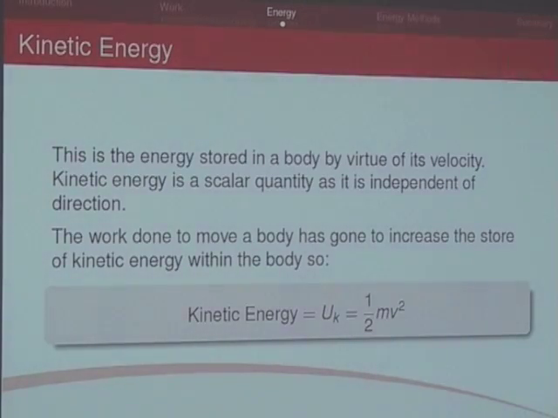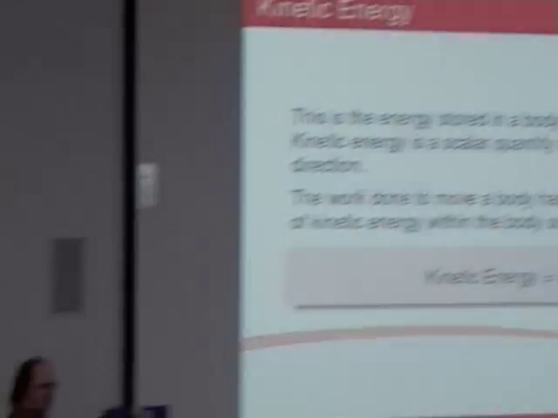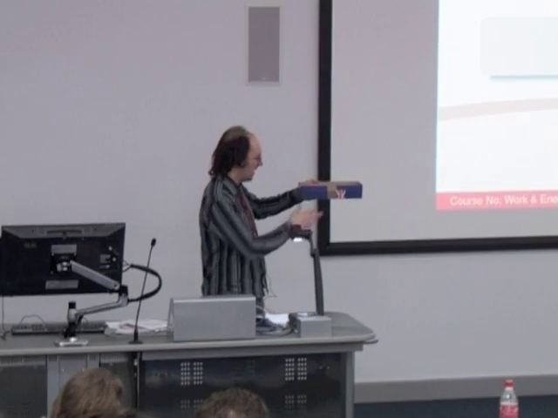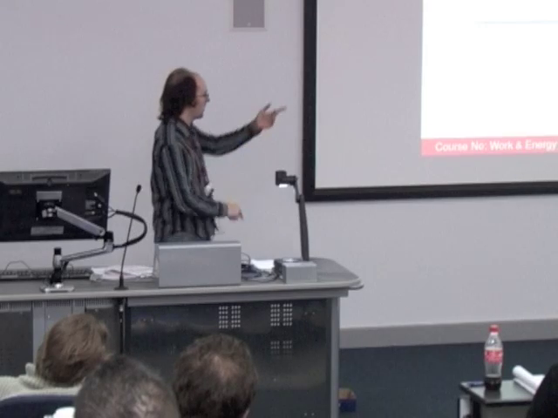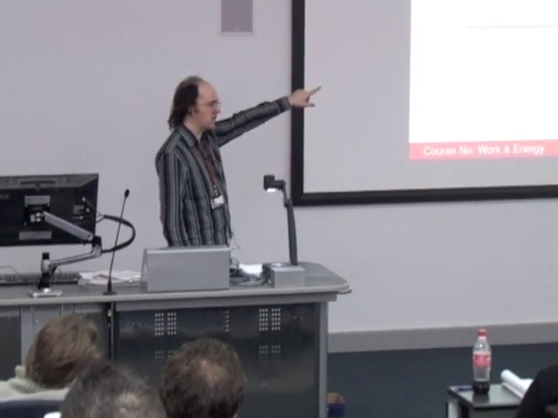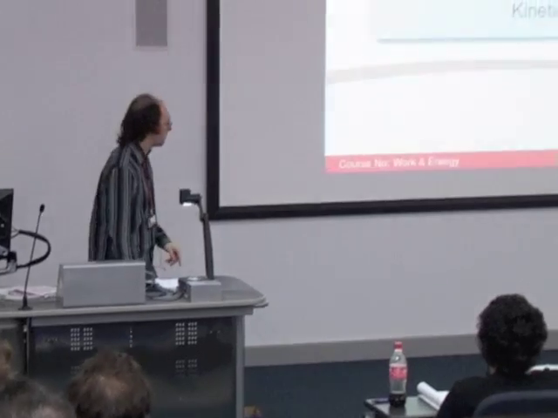Kinetic energy is the energy stored in the body by virtue of its velocity. Again, it's a scalar, and it's independent of direction. The work done to move a body has gone into increasing the store of kinetic energy within the body, and that equals 1/2 mv squared, which we saw before. Like I said, you've got a block, you drop it. Here it's got potential energy, it's not moving, so its kinetic energy is 0. If I drop it, just before it hits the ground, it's got maximum velocity, and that's been converted from the potential energy.